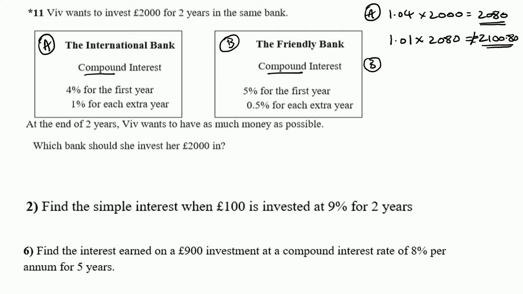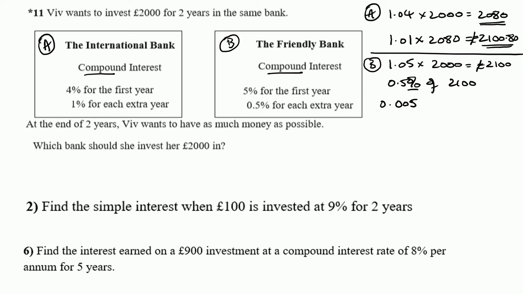Bank B, the friendly bank. She gets 5% in her first year and 0.5% in the next year. So 5% increase, 1.05 of her 2,000. Remember, we're starting again because we're comparing the two. That gets me 2,100 at the end of the first year. This is then increased by 0.5%. 0.5% of 2,100. Because it's compound interest, she gets to keep the extra money and her next percentage is on that extra money. Percent sign says divide by 100, so 0.005.